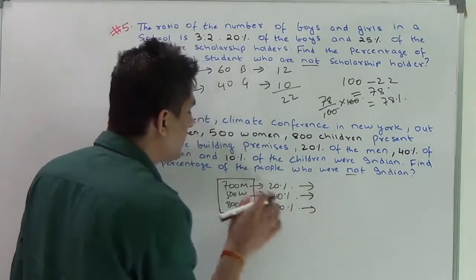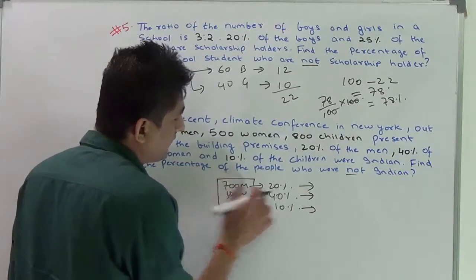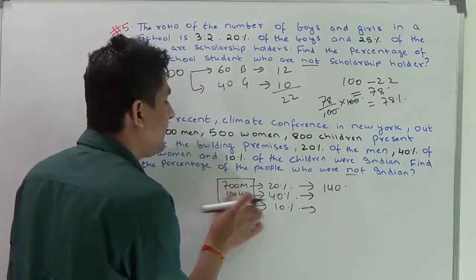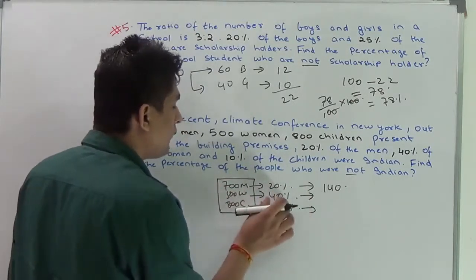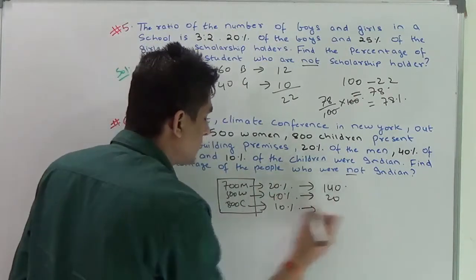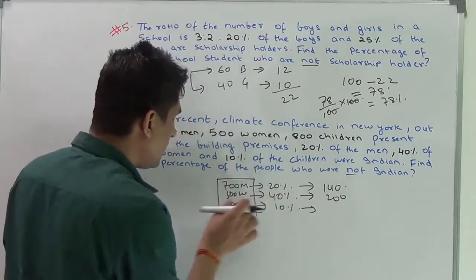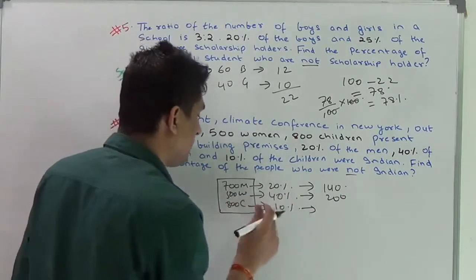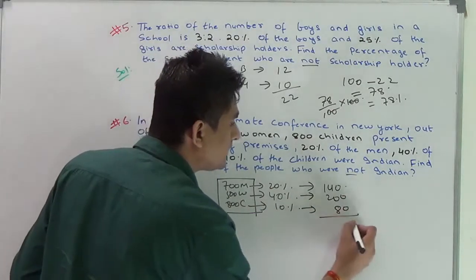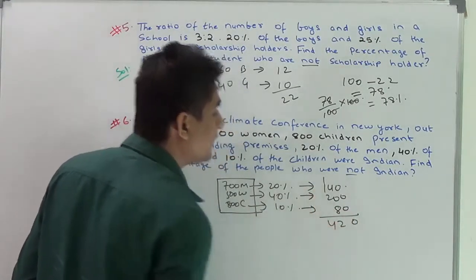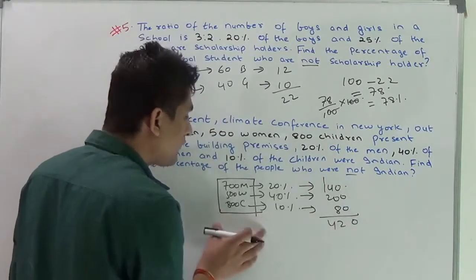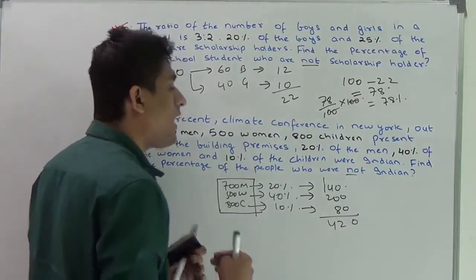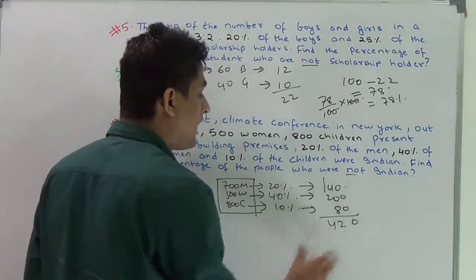So here I calculate 20% of the men, which will come out to be 140. 10% of 700 is 70, and therefore 20% will be 140. 40% of 500 will be 200, as you can calculate: 10% of 500 is 50, so 40% will be 200. 10% of 800 will be 80. If I add this up, it will come out to be 420. Therefore I can say that in the conference room 420 people are Indian.